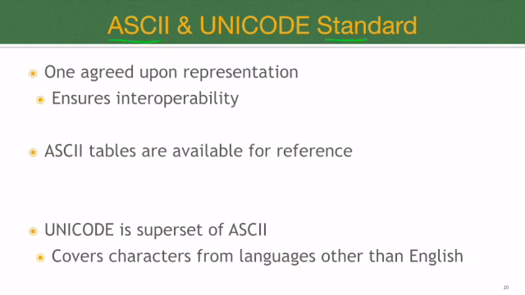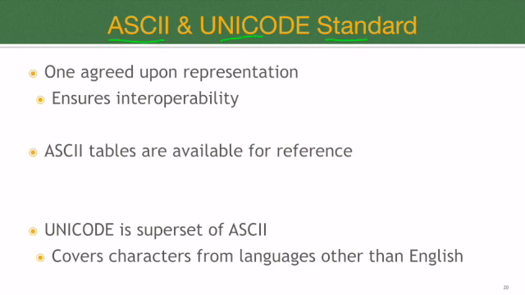Previously, the standard was ASCII, which was limited to alphanumeric characters and the well-known symbols. Now that has been extended to Unicode, which is the superset of ASCII, and it consists of the characters from other languages, including, let's say, Urdu, Chinese, Arabic, and so on. So it covers a vast set of symbols, and it is more or less a standard for representing the symbols into binary values. So it's a single agreed upon representation which ensures interoperability.